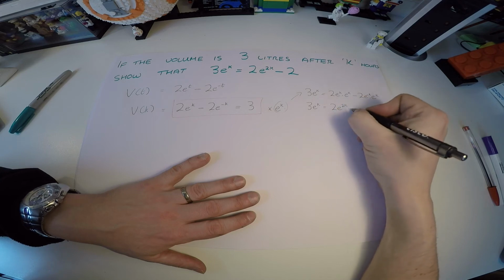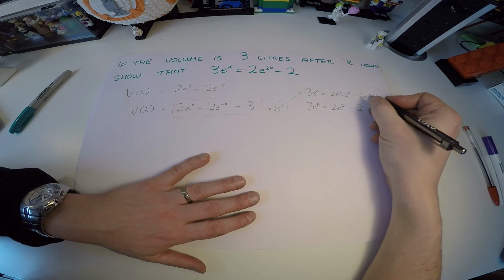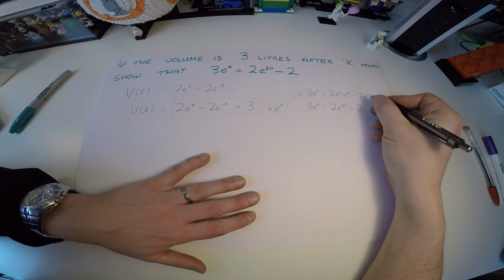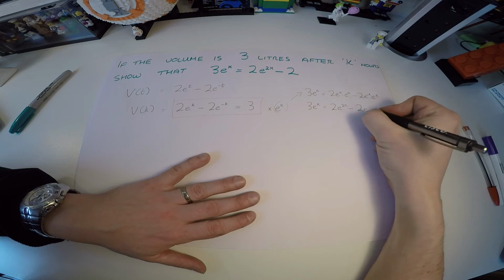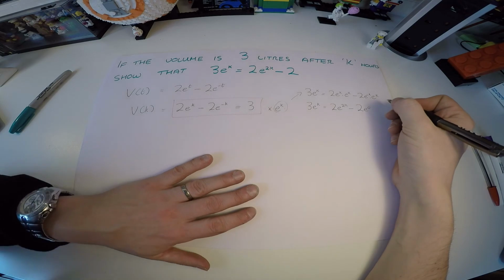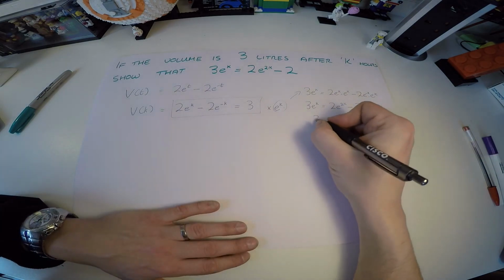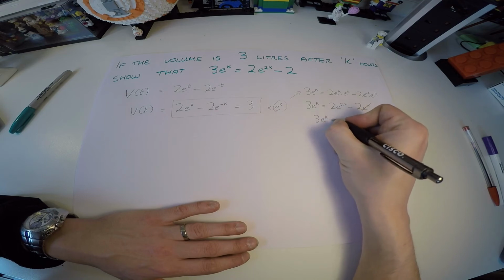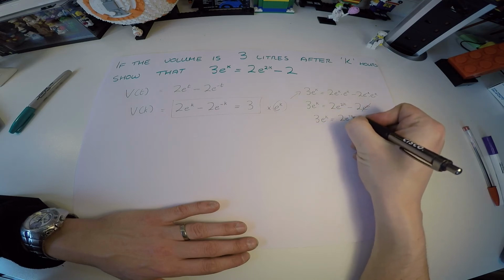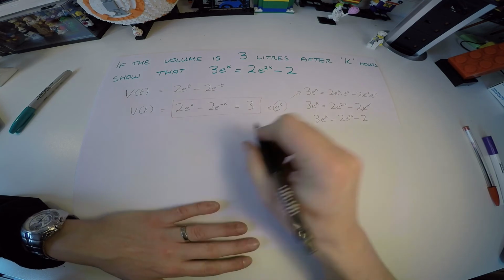Again, these pairs are added, so minus 2, e to the k and e to the minus k ends up being e to the 0, k if you like, or just e to the 0. And of course, e to the 0 just goes to be 1. So yeah, I actually do get 3e to the k, 2e to the 2k minus my 2.